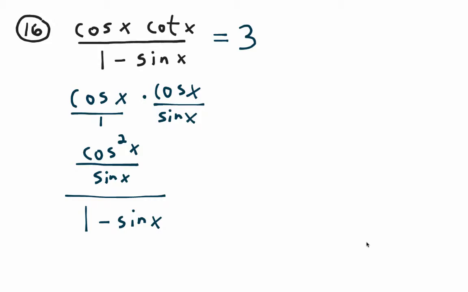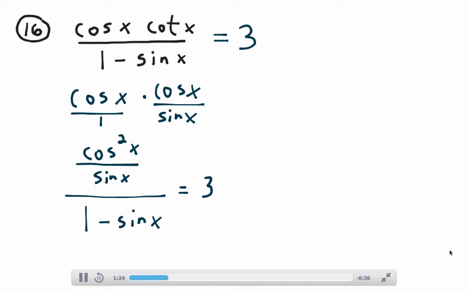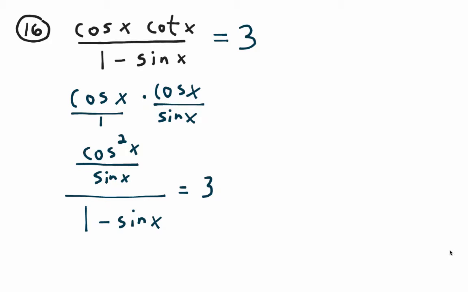All right, let's see what we're going to do next. That's still equal to 3. Notice now you have everything in sine and cosine, but I can write cosine squared x in terms of sine. But I would clean up a little bit because now it's kind of a mess. So let's clear that fraction. I'm going to multiply by 1 minus sine of x.